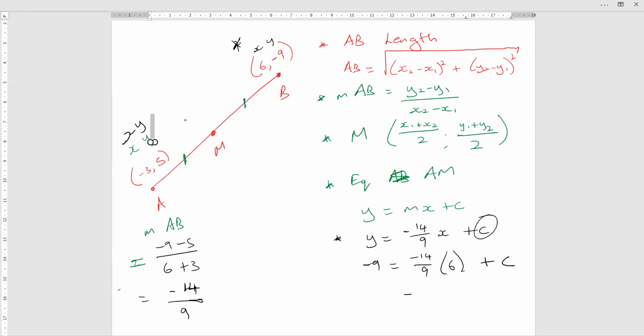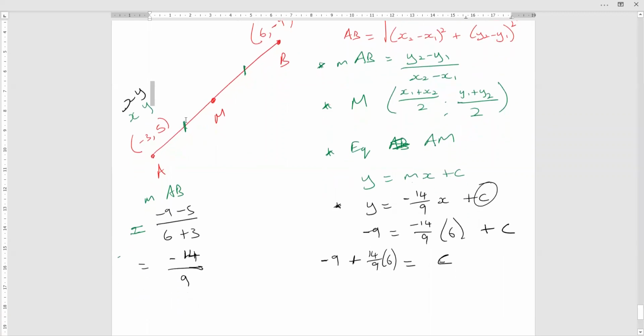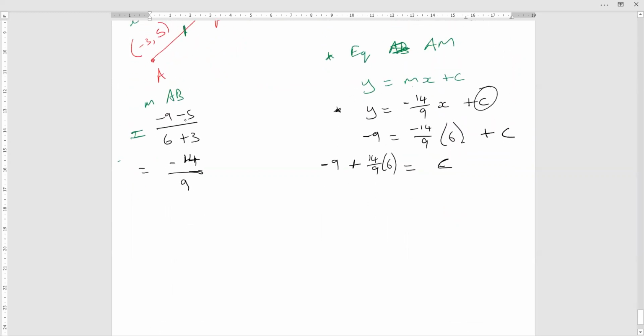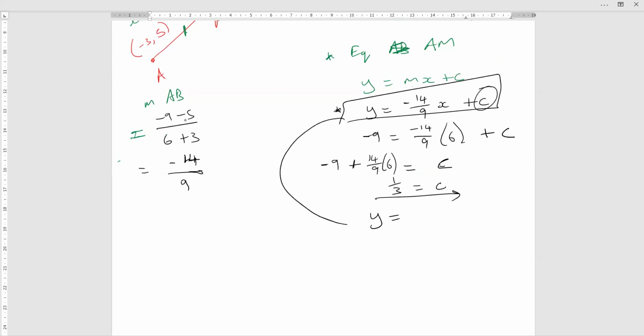Plus C. And then you can take your calculators out, if someone has a calculator there. And we can say minus 9, and when we take the negative on that side, it becomes a plus 14 over 9 times 6. Can I have an answer there for C? So it's a third. Someone said a third. Can someone confirm that? Yes, sir. So Y will now be equal to, returning back to this line here, Y is equal to -14 over 9X plus 1/3.